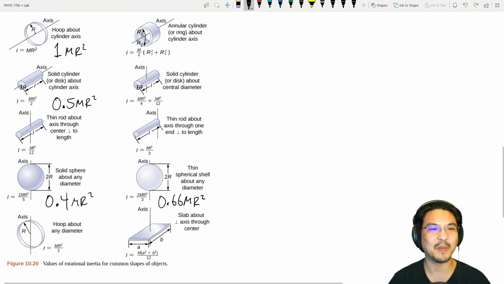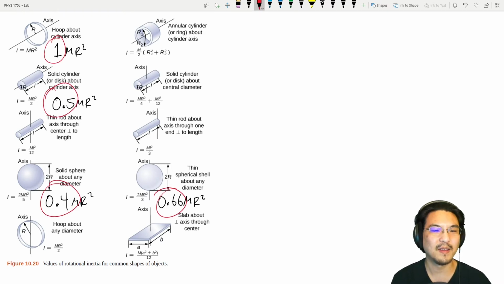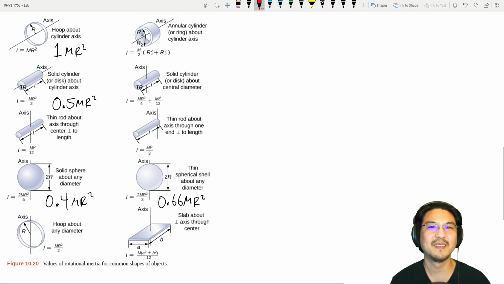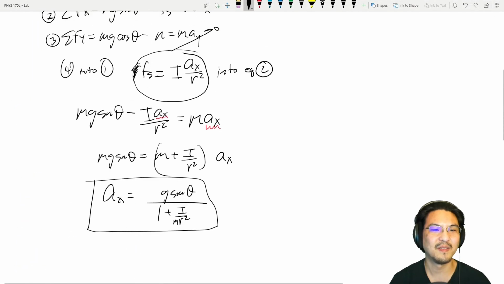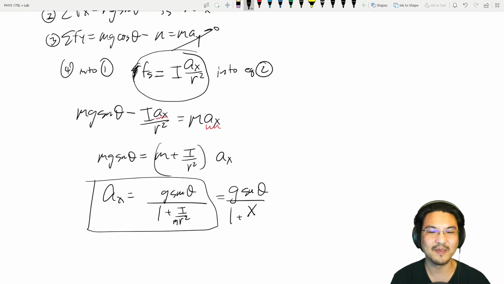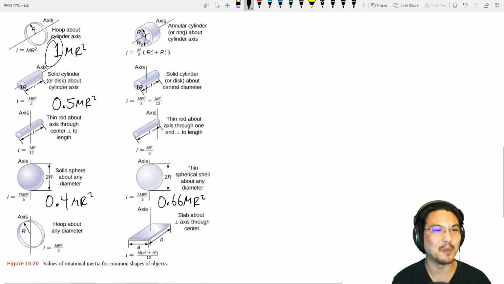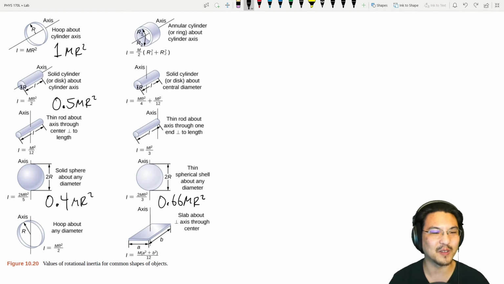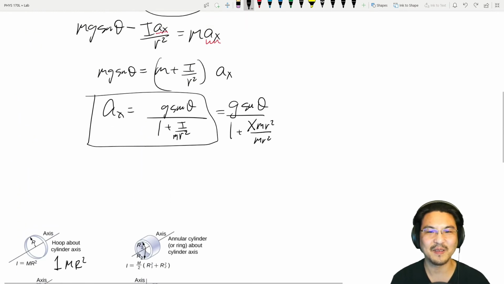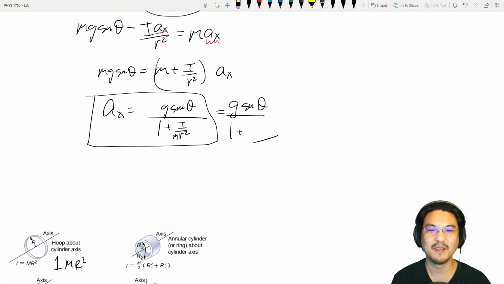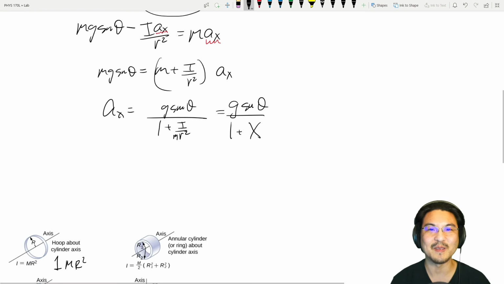Okay, let's now make note that all of these have mr squared, but then just some number in front of it that's different. What if I just call that some variable x? So I'll say the moment of inertia, I, this one over here, is just some x mr squared. Right, x, where x is 1 for a hoop, 1/2 for a cylinder, 0.4 for a solid sphere. And then see how this simplifies like that? Like that, for x being that coefficient, which depends on the shape.